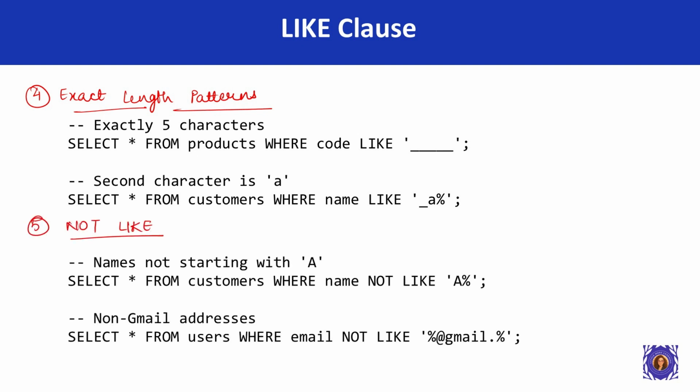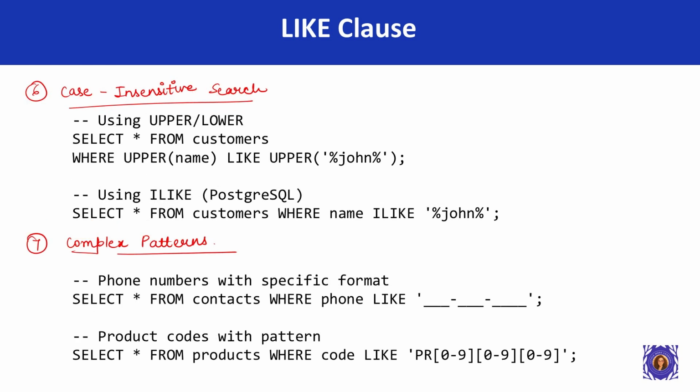The NOT LIKE operator is used to exclude patterns. It retrieves records that do not match the specified pattern. For instance, to find customer names that do not start with the letter A, you would use NOT LIKE 'A%'. Similarly, to list all email addresses that are not from Gmail, you would use NOT LIKE with the pattern '%@gmail.%'. By default, LIKE searches are often case-sensitive, depending on your database.